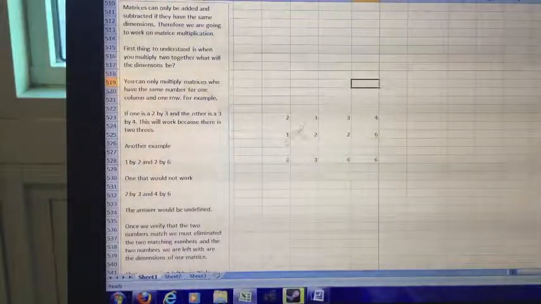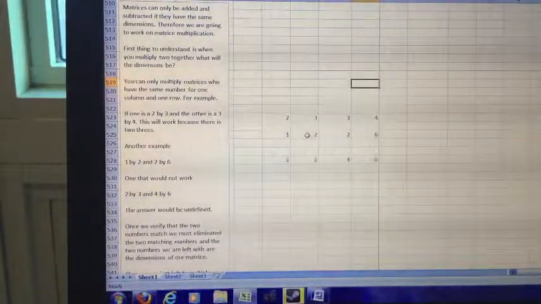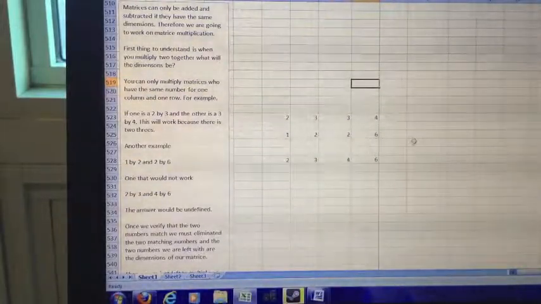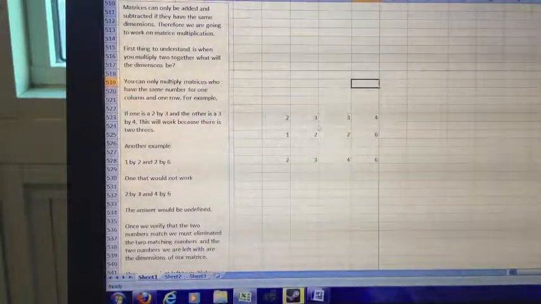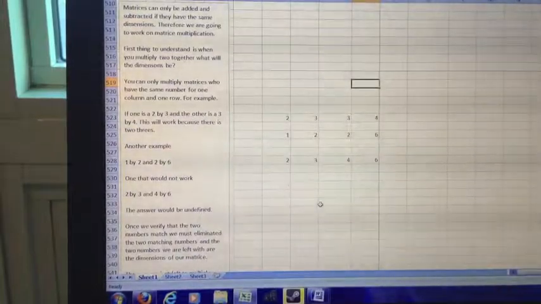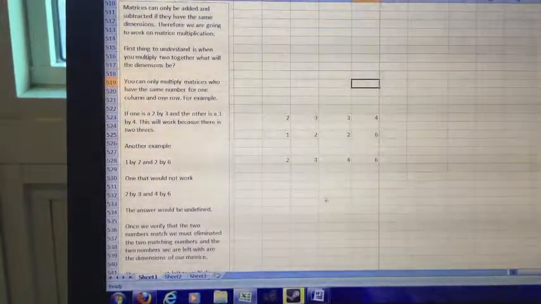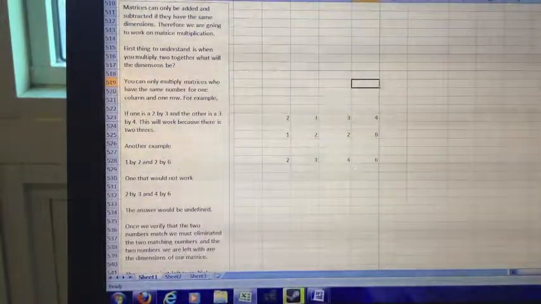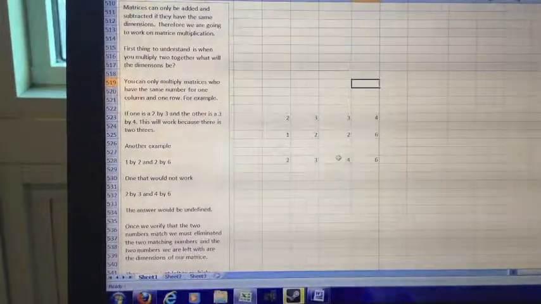So we have to make sure that when we are multiplying matrices that these 2 middle numbers are the same. Then if we had a 1 by 2 matrix and a 2 by 6 matrix, it would work, because these 2 middle numbers are again the same. However, if we had a 2 by 3 matrix and a 4 by 6 matrix, it wouldn't work, because these 2 numbers do not match up.